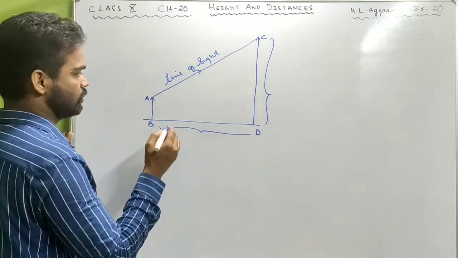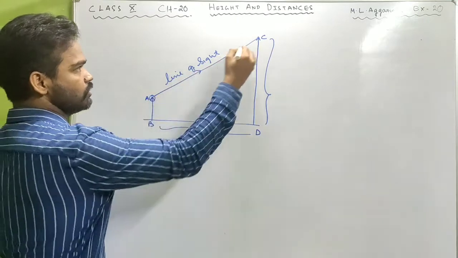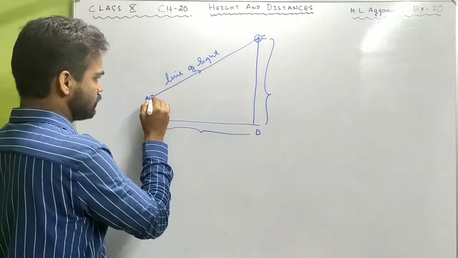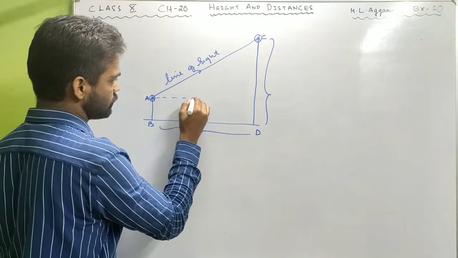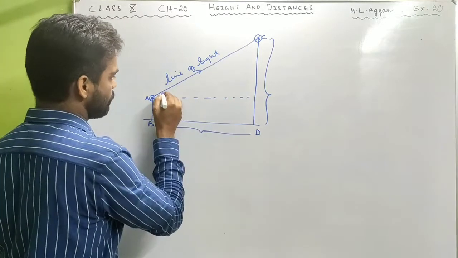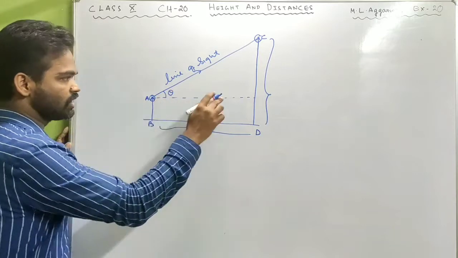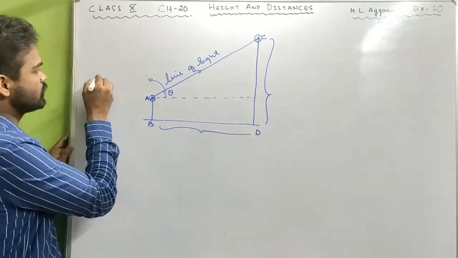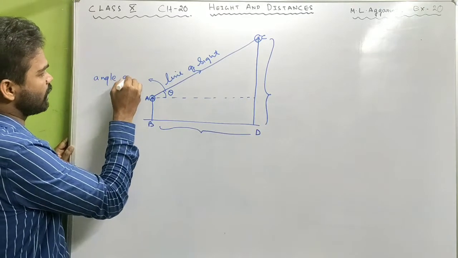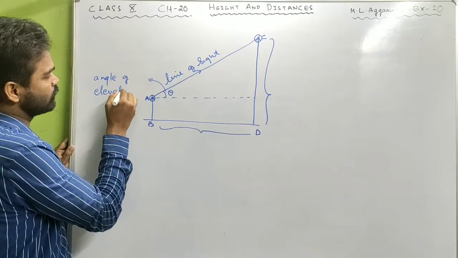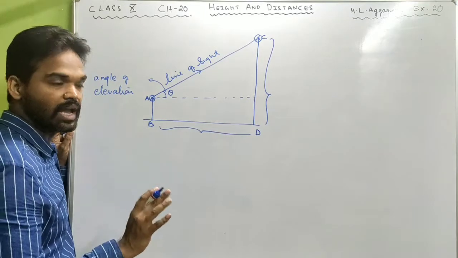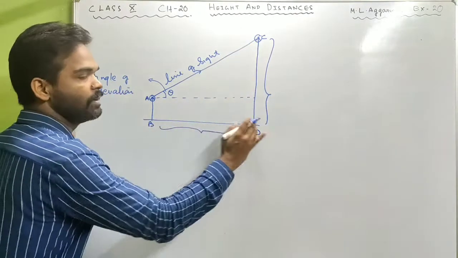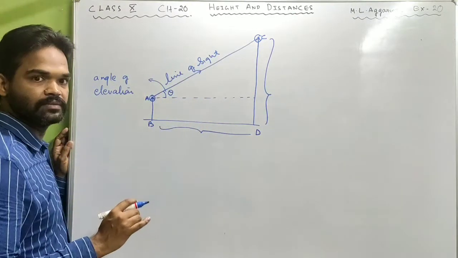Okay, now suppose from A you are seeing the top of the building C, then the line of sight, look carefully, makes an angle with the horizontal. This angle is known as angle of elevation, and using the tangent property, tan theta equals perpendicular by base, we can calculate the height.